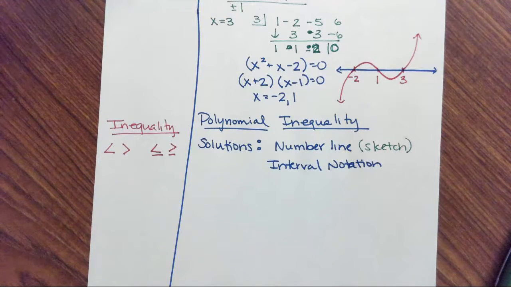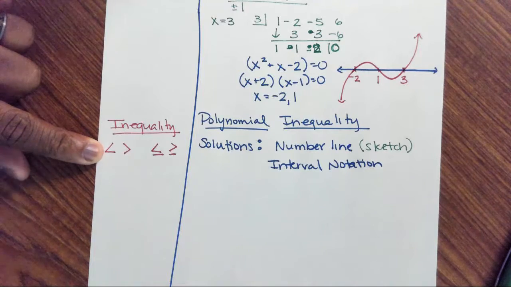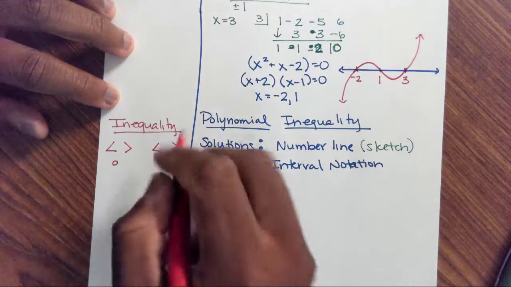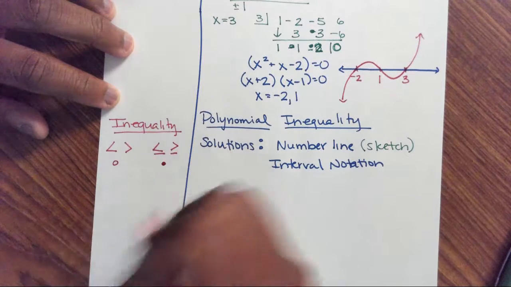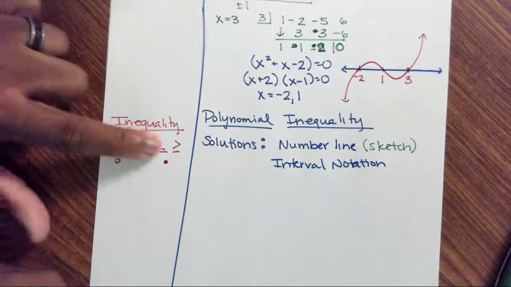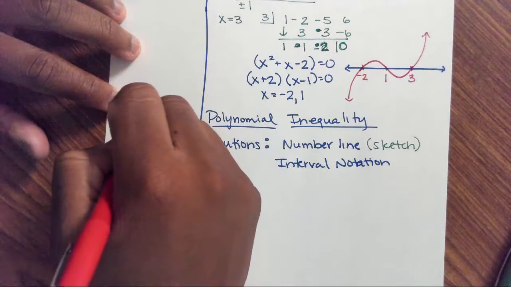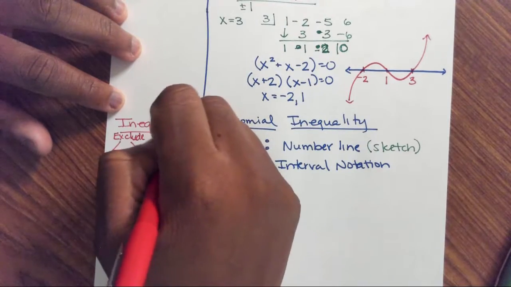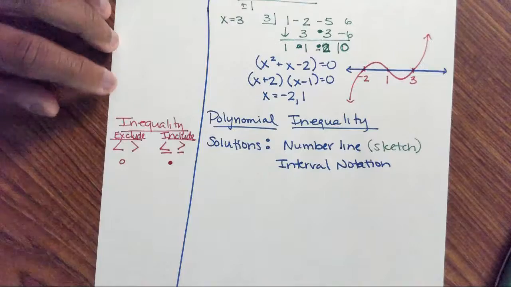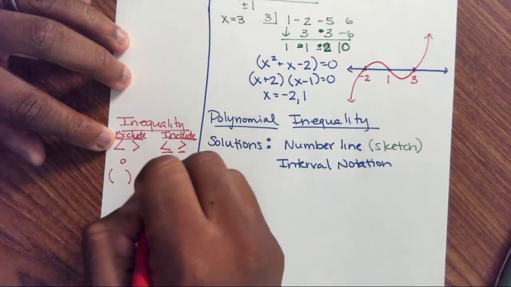So on a number line, how do you show these symbols? Open circles. And how do you show these on a number line? Closed circles. Everybody got that? Number lines, open circle, closed circle: this one means to exclude, this one means to include. And you're also going to show exclusion with the parentheses, and inclusion with the brackets.